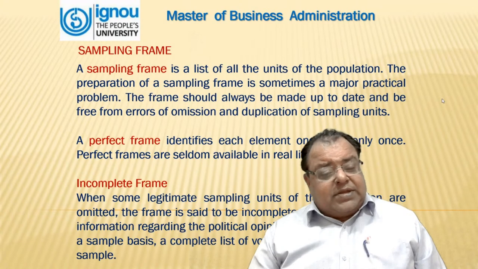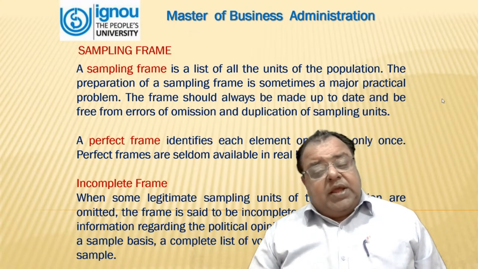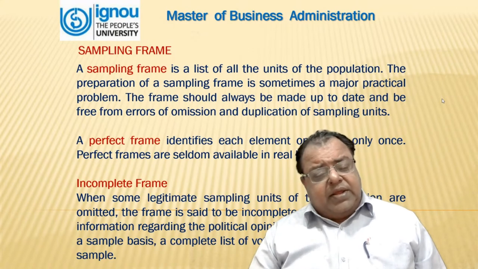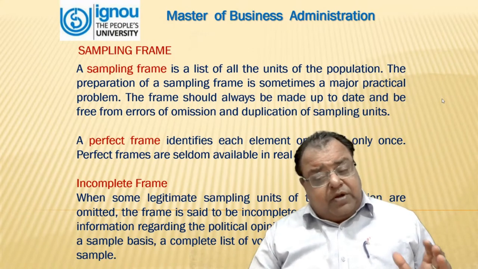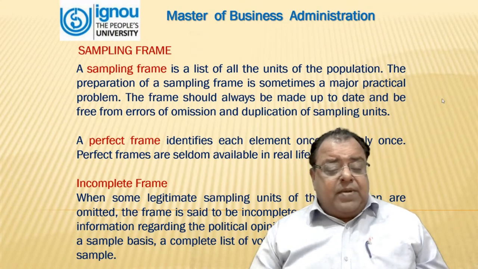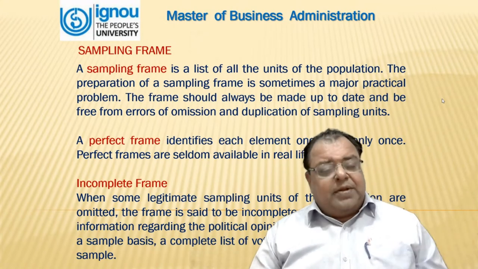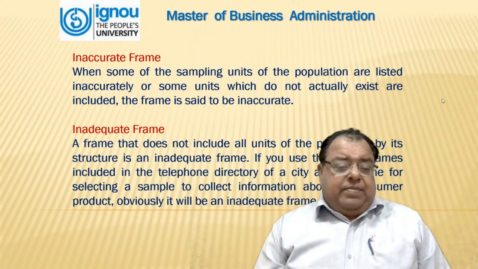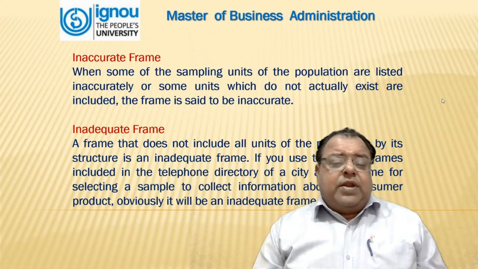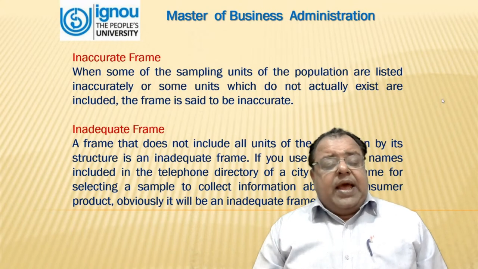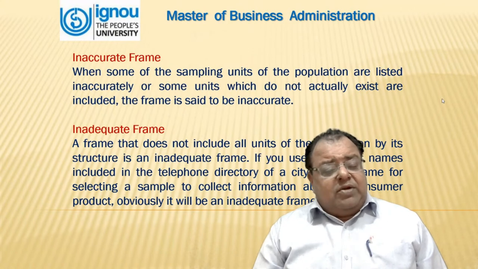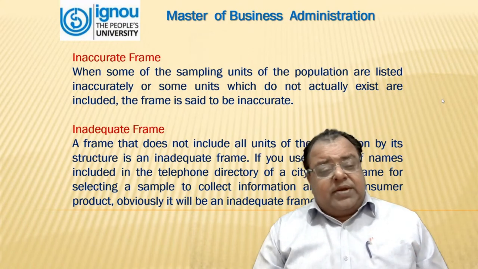Incomplete frame. When some legitimate sampling units of the population are omitted, the frame is said to be incomplete. If we want to collect information regarding the political opinion of a group of voters on a sample basis, a complete list of voters is necessary to select a sample. Inaccurate frame. When some of the sampling units of the population are listed inaccurately, or some units which do not actually exist are included, the frame is said to be inaccurate.